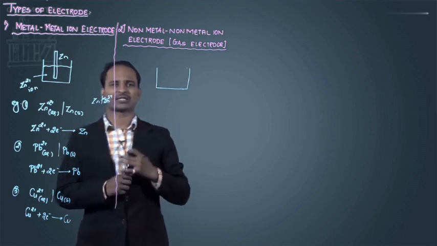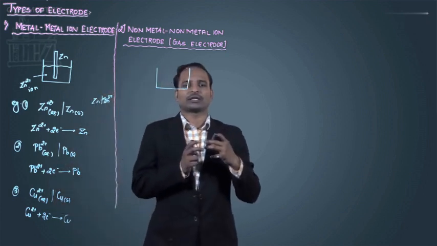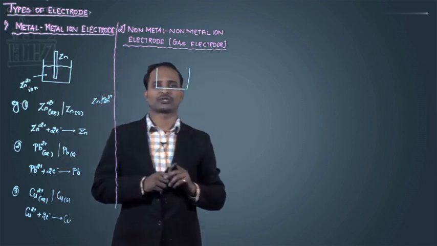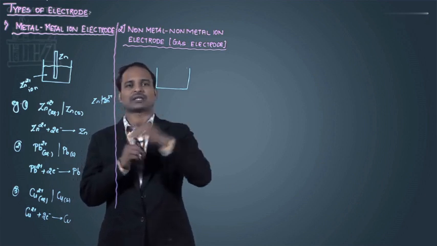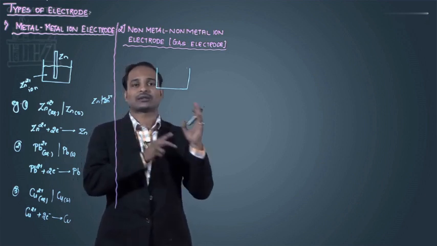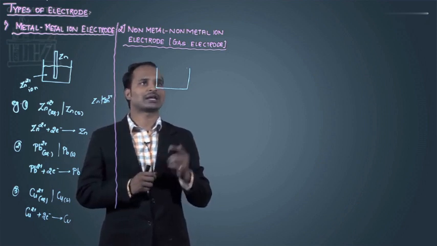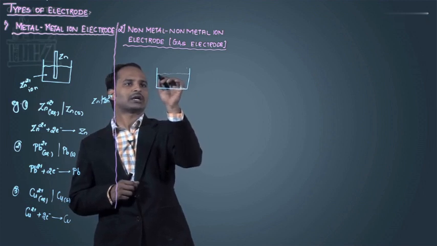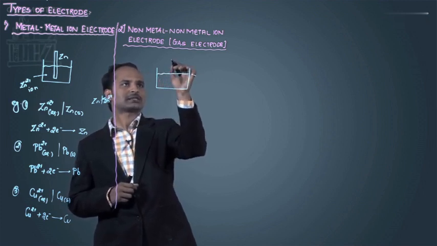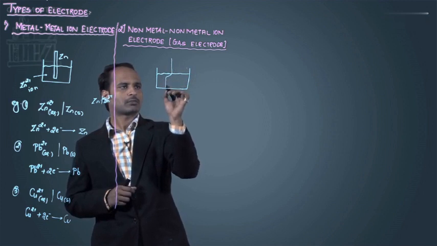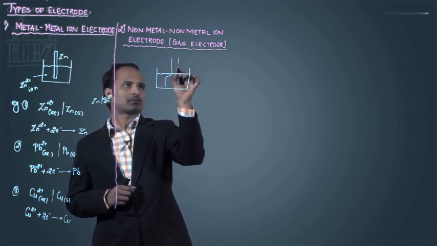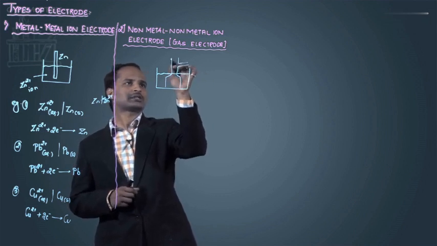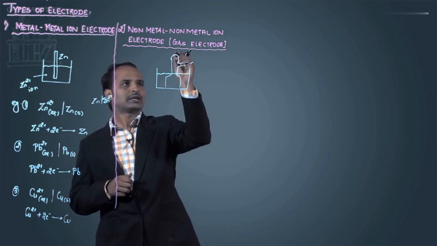While talking about the cell reaction, when we were writing the cell representation, during that time there was an electrode which was made up of hydrogen or chlorine. That means we were passing the hydrogen gas through the H+ ion solution. So that hydrogen gas electrode was nothing but the gaseous electrode. It is something like this. It is a solution. Suppose I wanted to write the hydrogen gas electrode. From here we will pass hydrogen gas, and there is an electrode.